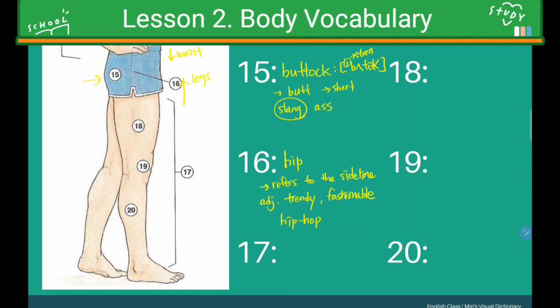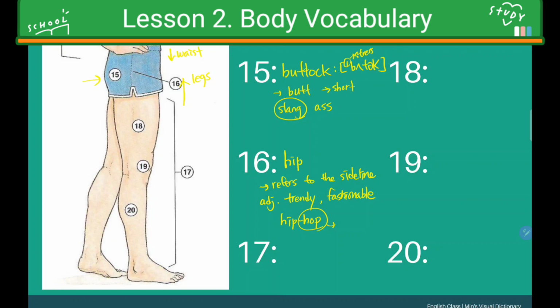Hip hop. And hop is used to describe a movement. You know, when rappers do hip hop, they always move up and down, up and down. They hop, right? And that movement is very trendy. That's where the word hip hop comes from.